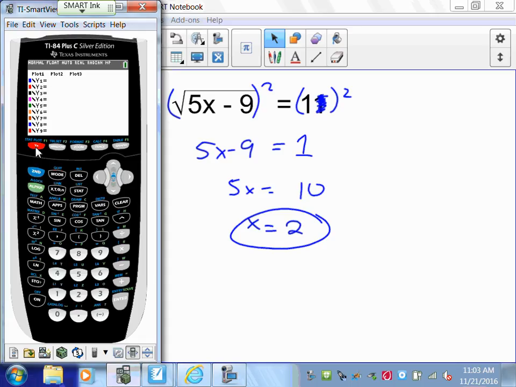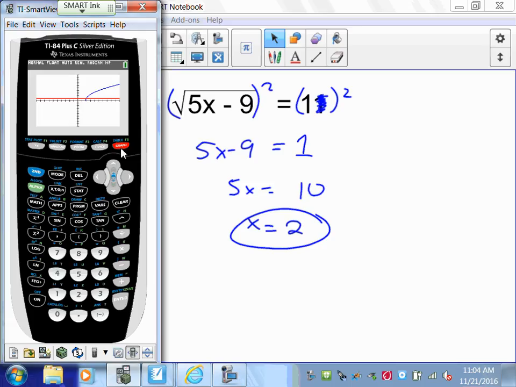On your calculator, what you could also do is remember, each side is a y, so this is y1, this is y2. If you type in the left half, square root of 5x minus 9 on one side, and then the other side is 1, when you hit graph, you can see the square root, which is half the parabola, and then the 1 is a straight line at 1. Notice when it hits, it hits at x equals 2.